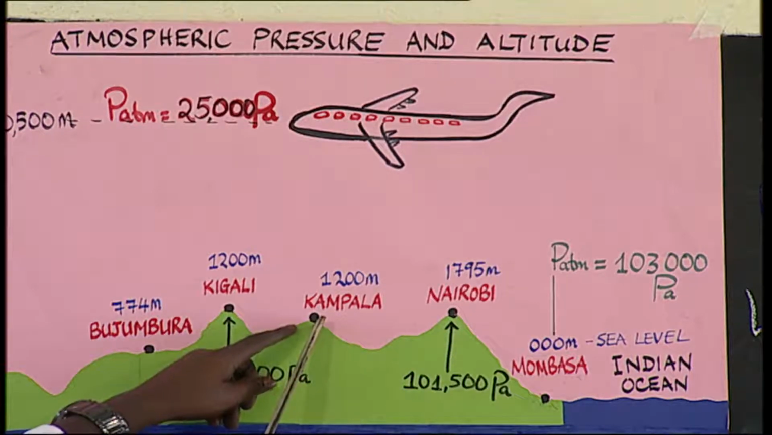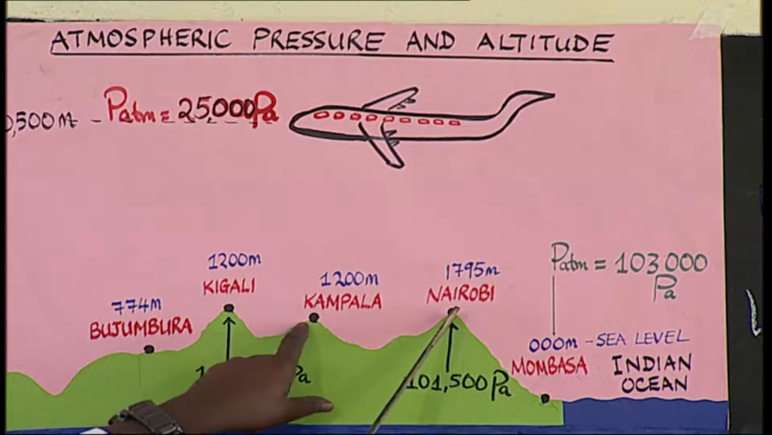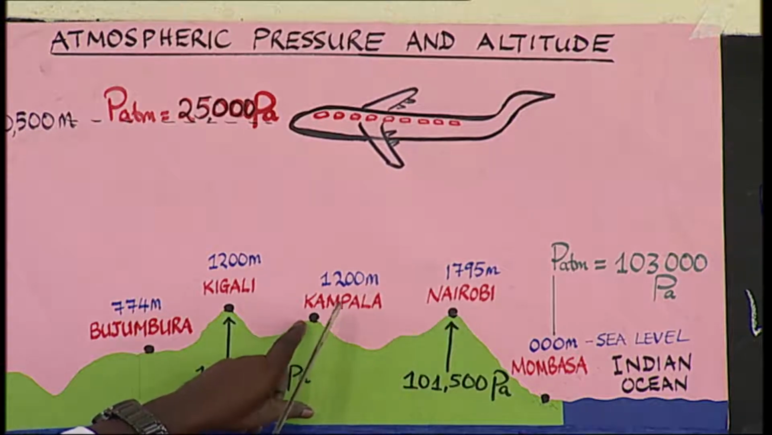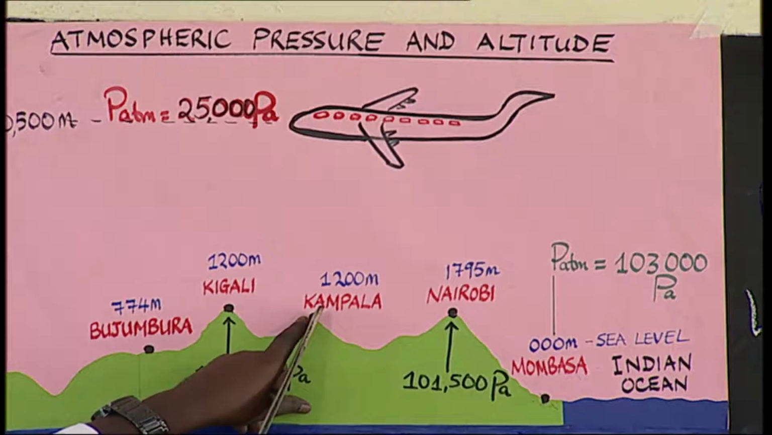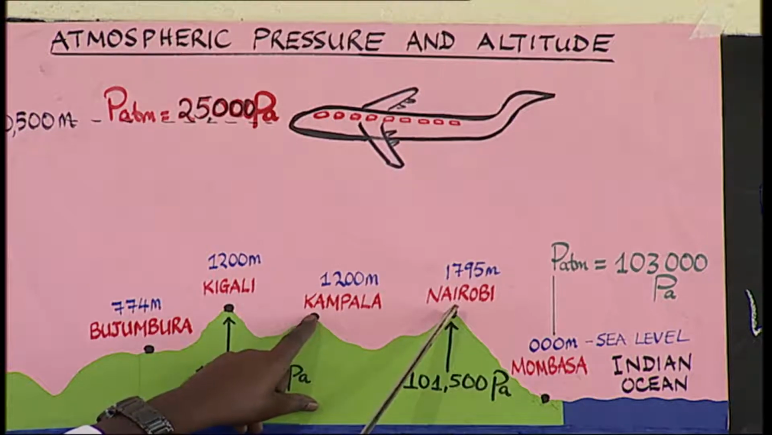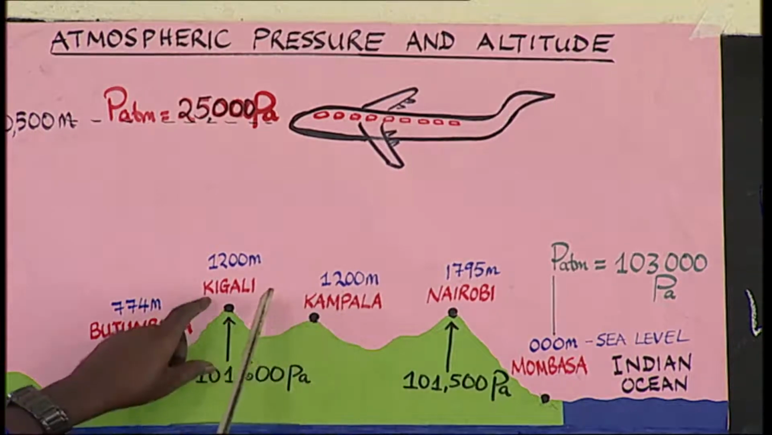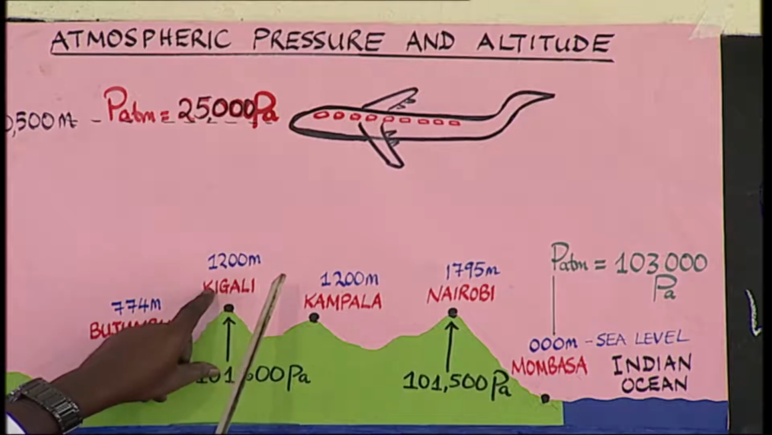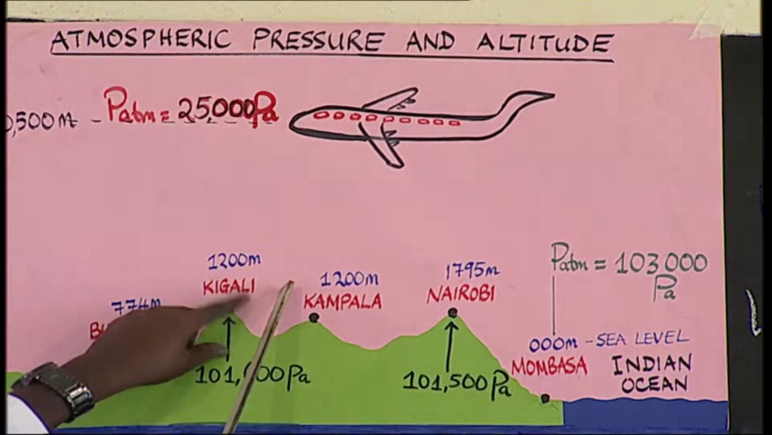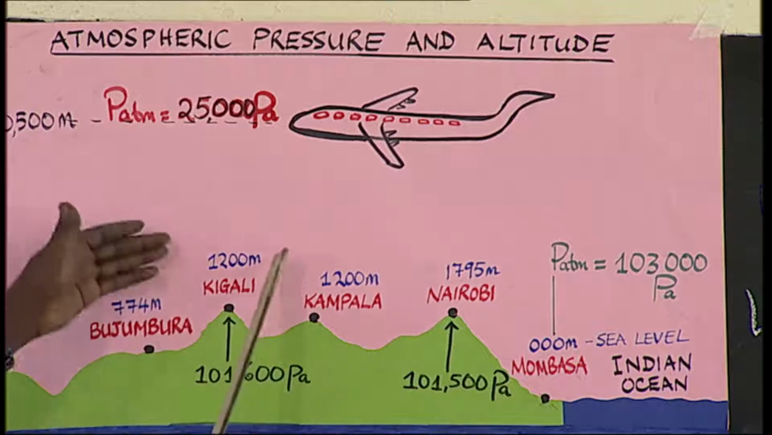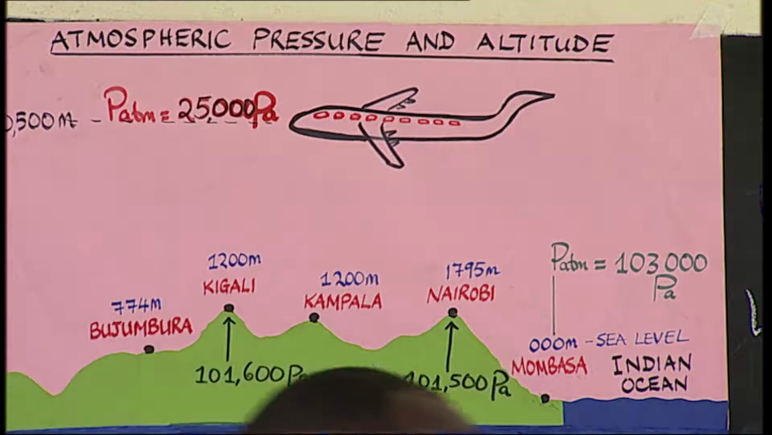If you come to a place like Kampala, it is lower than Nairobi. So the atmospheric pressure in Kampala is not the same as that in Nairobi. Look at the height. Nairobi, the height is 1,795. Kampala, 1,200. In Kigali, it is about 1,200, slightly higher than that. So atmospheric pressure depends on the height.